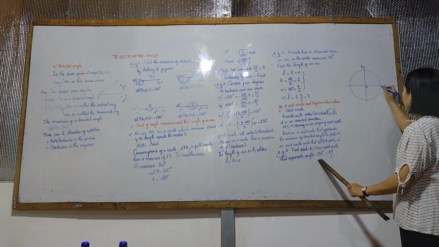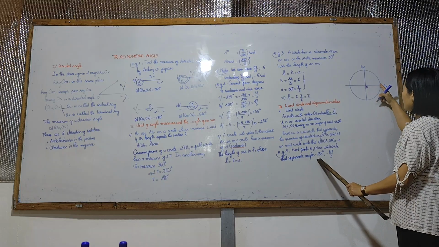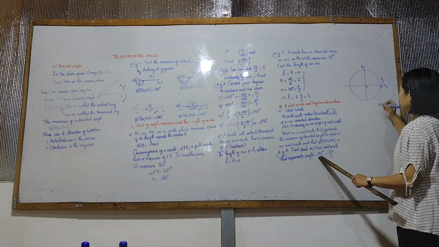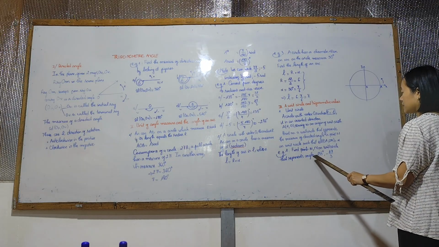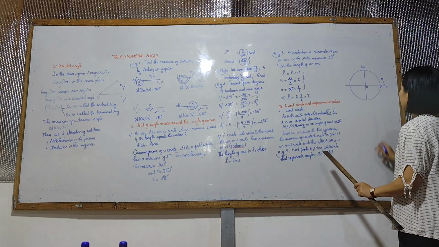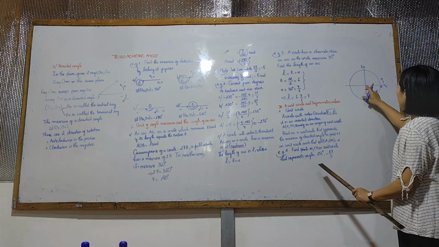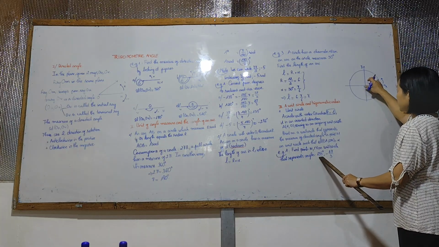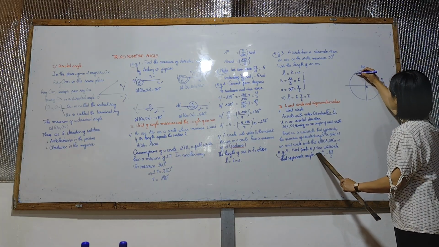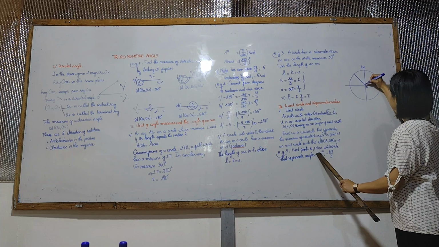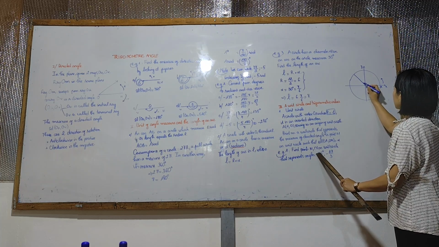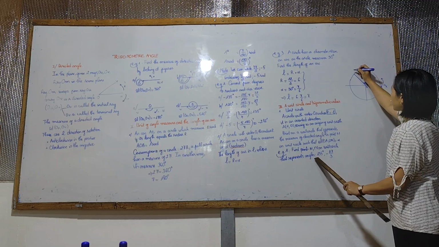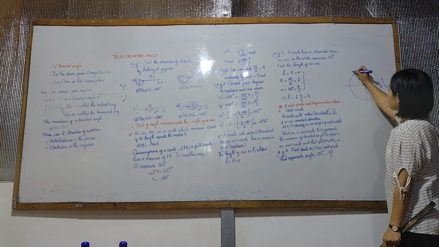We start from ray OA in the positive direction, so that the measure of directed angle OA, OM equals 135 degrees. So we have this, and here is the positive position of point M.